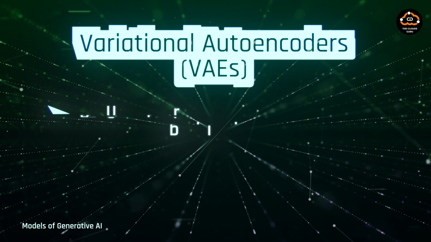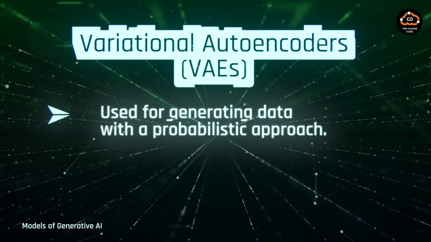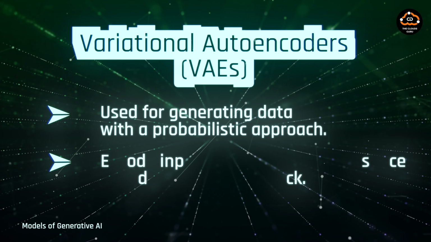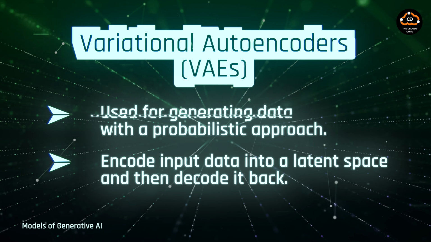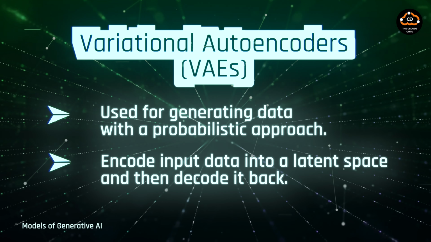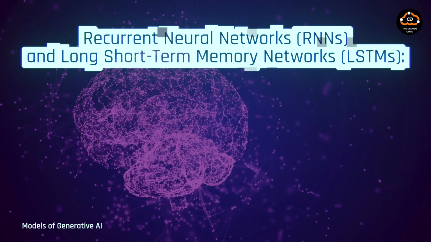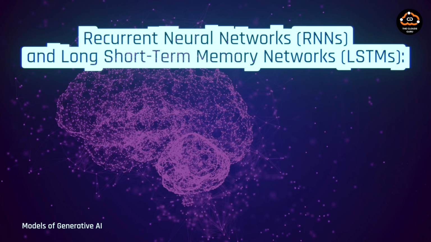Variational autoencoders are used for generating data with a probabilistic approach. They encode input data into a latent space and then decode it back, allowing the generation of new similar data samples.